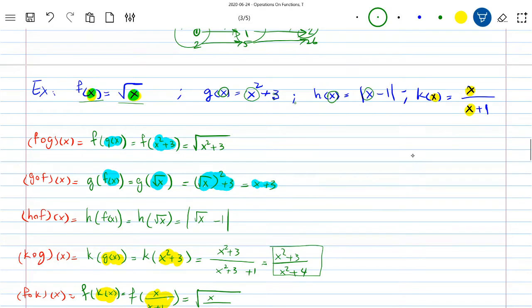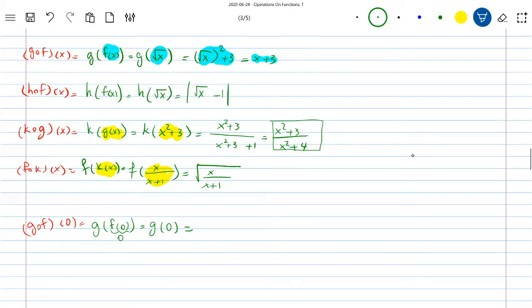So what is g of 0? In the function g, instead of x, you replace 0. 0 squared plus 3. What do you get? It is 3. This is one way to calculate.